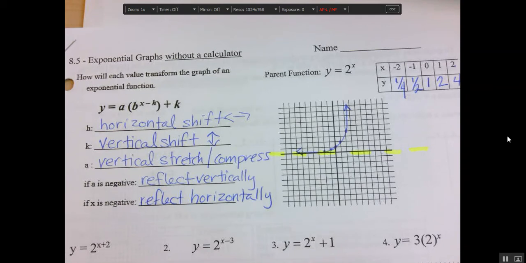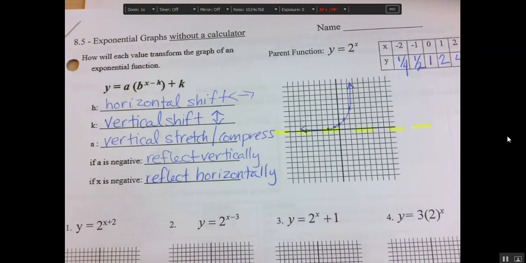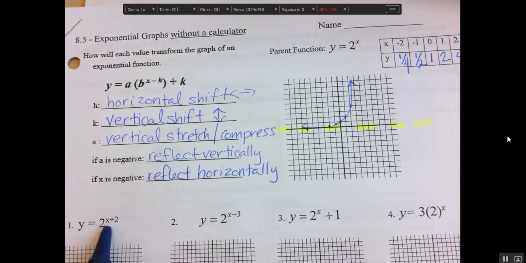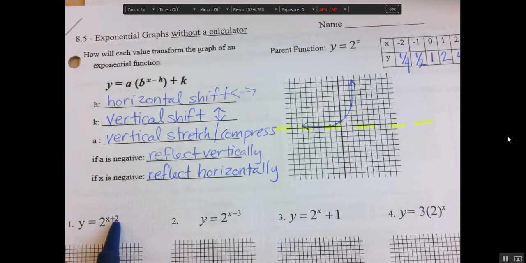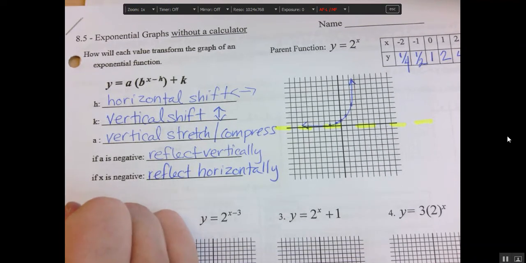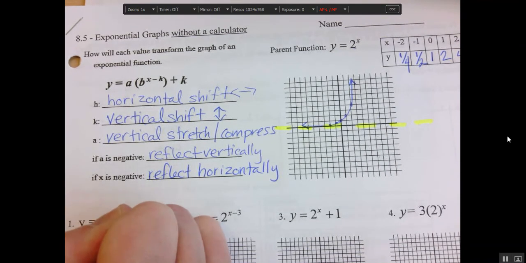The first one is 2 to the x plus 2. So what does that plus 2 do? Jack says move to the left. What do you think? Is he right that it's horizontal? Because it's up here, plus 2, so that's up here. So he's right that it's horizontal, and is he right that because it's inside the function, it's going to happen inversely and it's going to move to the left? Yes. Okay. So we're going to move all of our points left 2.